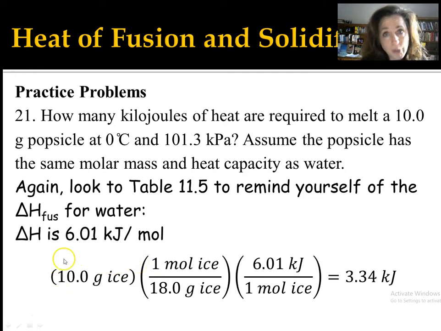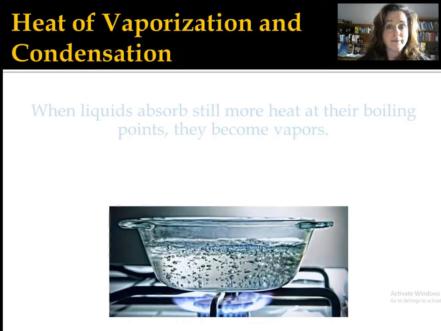So I start with 10.0 grams of ice. I've got to convert the grams of ice into moles of ice so that my stoichiometric relationship works out okay. So I set the problem up like this: 10 grams of ice times 1 mole of ice over 18.0 grams of ice times the molar heat of fusion ratio. I set everything up so units cancel, and I'm left only with kilojoules of heat. And that's what I wanted to solve for.